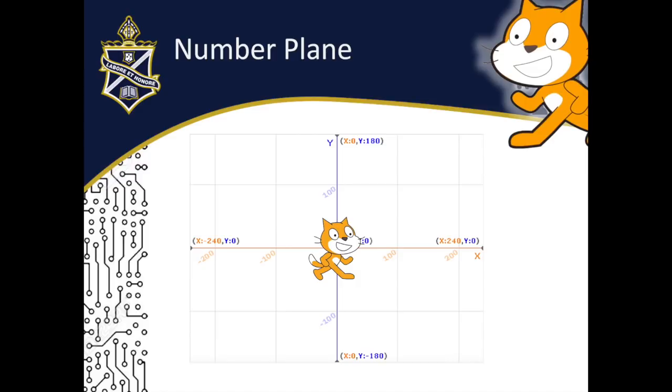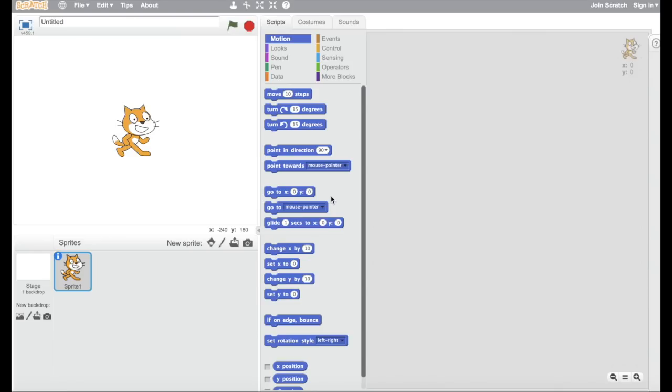Now you can turn this number plane on or off by putting it as a background or a scene or a stage backdrop. So I'm going to show you how to do that now so that you can start off with your Scratch cat on the number plane. I'm now going to show you how to get that number plane in the background of my stage, or on the stage backdrop as it's called in Scratch.